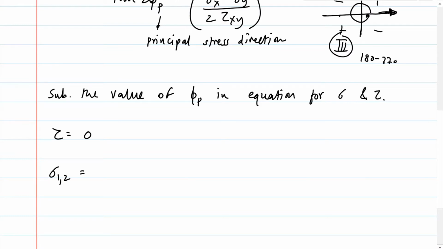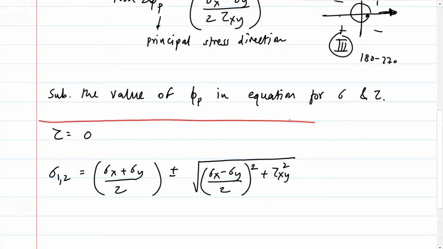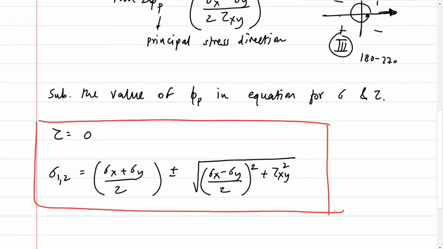Sigma 1, 2 equals sigma x plus sigma y divided by 2 plus or minus the square root term. So what this is telling you is that when sigma is maximum, we have two values, and for both those values, the shear stress is zero.